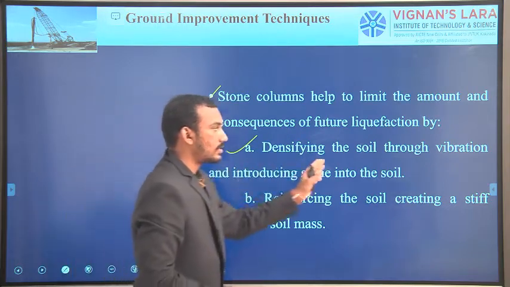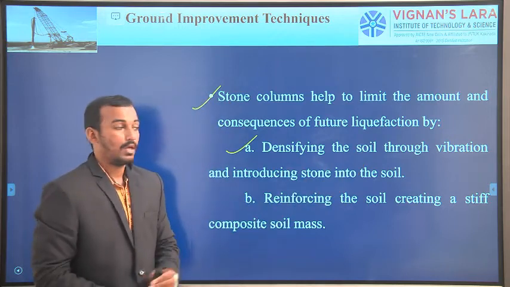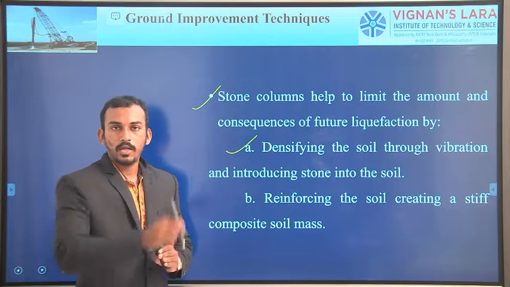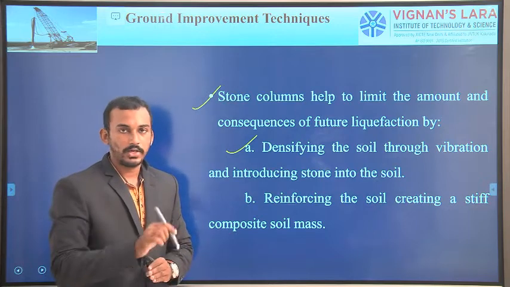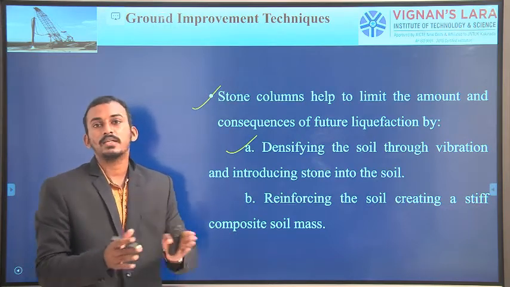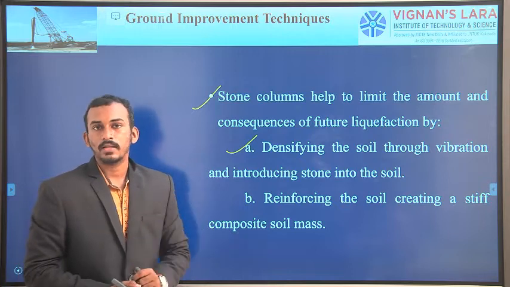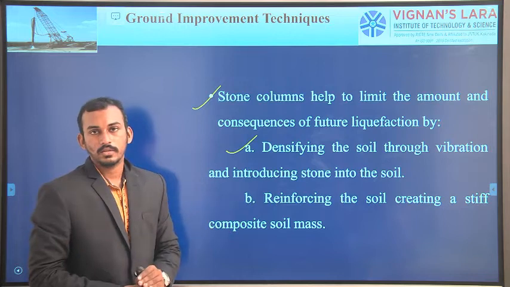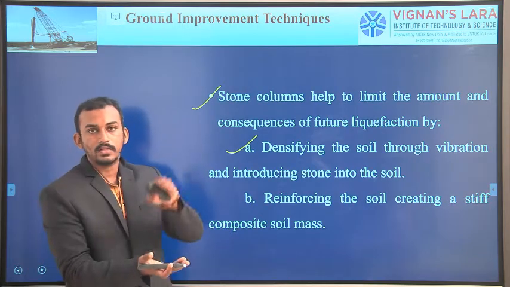The first one is densifying the soil through vibrations. In vibro replacement and in stone columns, the principle is the same. We are going to penetrate the probe to the required depth and impart some horizontal vibrations. Once we impart the horizontal vibrations, the soil loses its stiffness and shear strength. As a result, the soil settles down.